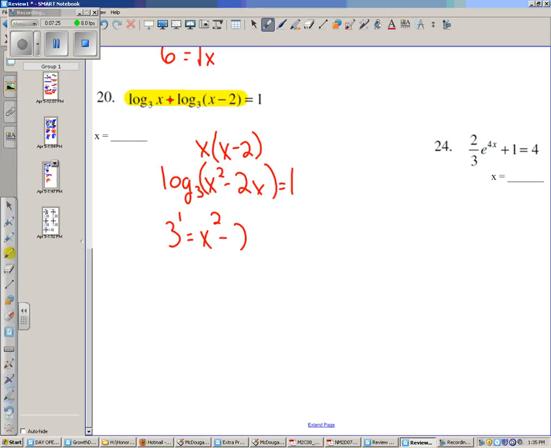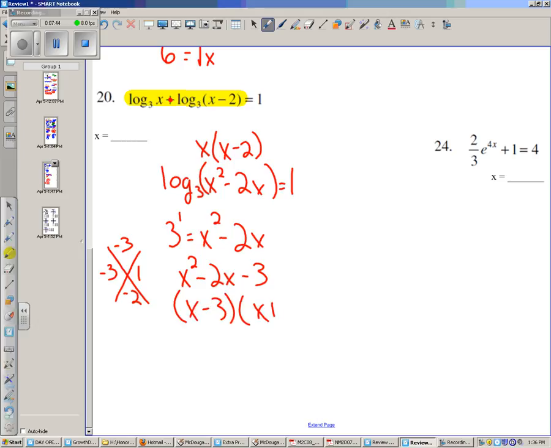minus 2x. So I'm going to move the 3 over because there's 2 types of x's I will have to factor. If I take a times c, I get negative 3. Here's my negative 2. So my factors are going to be negative 3 and 1. So I can set up my parentheses. And when I'm done, my 2 answers are 3 and negative 1.